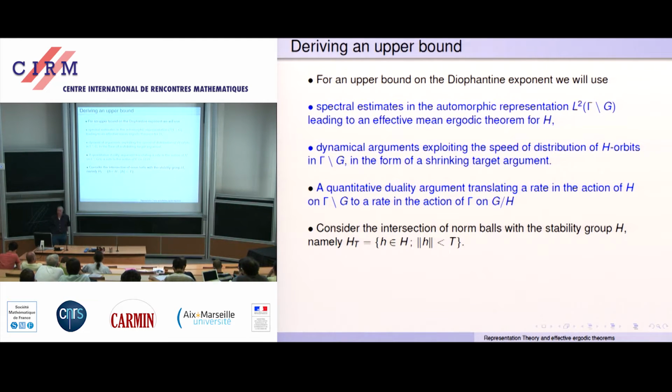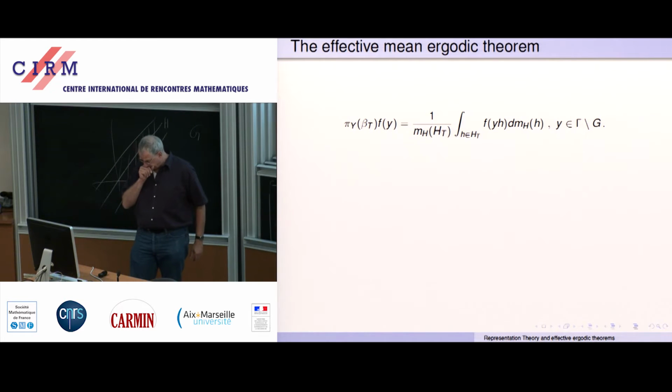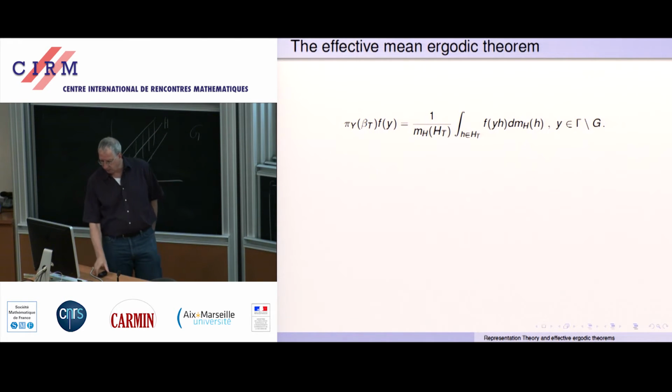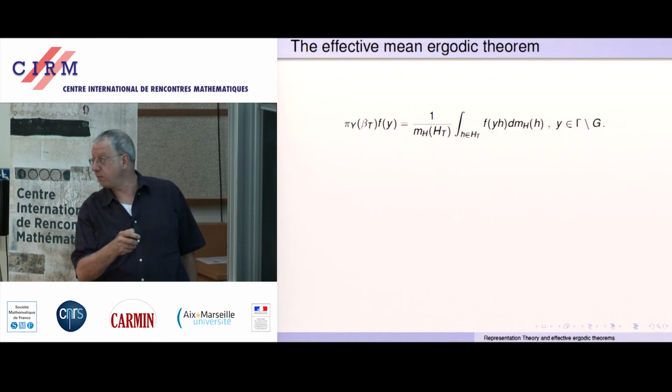So let's try to derive an upper bound. Well, at least to state the upper bound first. So consider the intersection of norm balls with a stability group H, namely HT, these are the former BT that we had before. H in H such that the norm is less than T. And consider the invariant probability measure on Y equals G mod gamma and the averaging operators pi Y beta T, which are given as usual by integration. This time I wrote H on the right hand side, the action on the right hand side, with your permission.